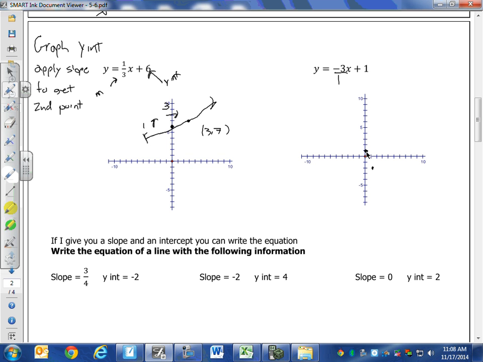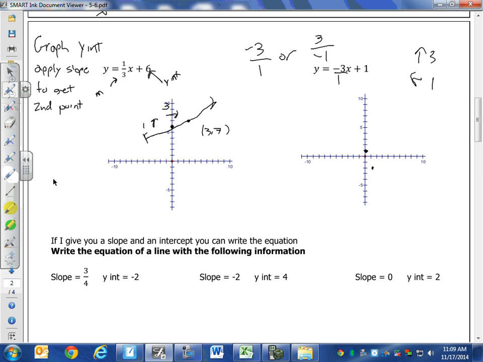Now, can I go up 3, left 1? Why is up 3 and left 1 the same as down 3, right 1? It is an extension of the line, but it's important to realize that -3 can be written as -3 over 1, or what? 3 over -1. So I could go up 3, left 1.